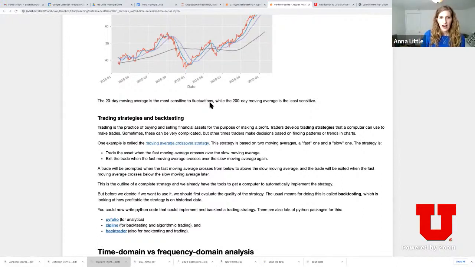One example that we can very easily visualize from what we've done so far is called the moving average crossover strategy. This strategy is based on two moving averages, a fast one and a slow one. The strategy is you want to buy the asset when the fast moving average crosses over the slow moving average, on the way up. And then you want to exit when the fast moving average crosses over the slow moving average again.